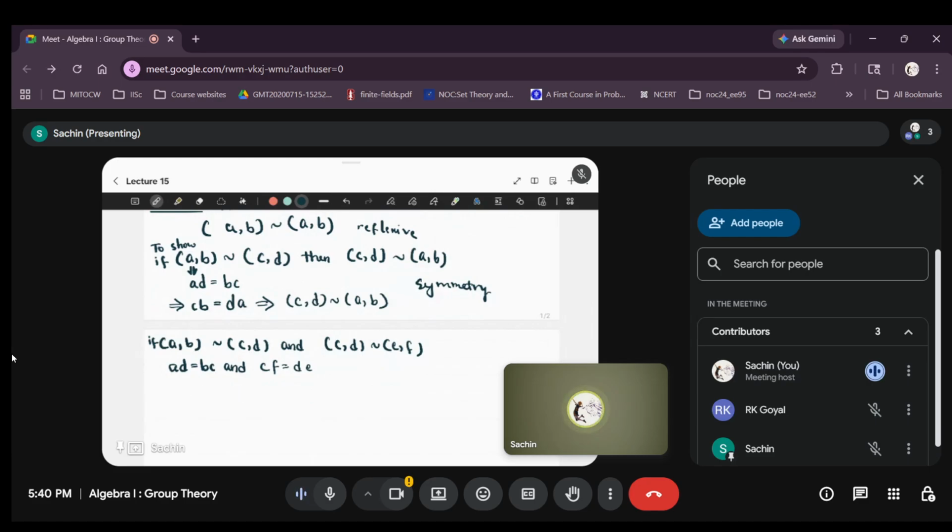How do we get AB related to EF? We need AF to be equal to BE. Since AD equals BC, you can write ADF is equal to BCF. But CF is equal to DE, so you can write ADF is equal to BDE.